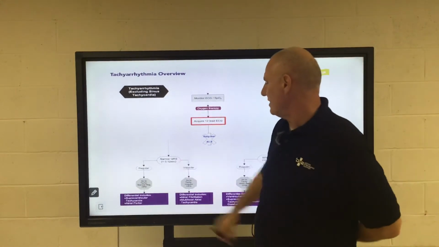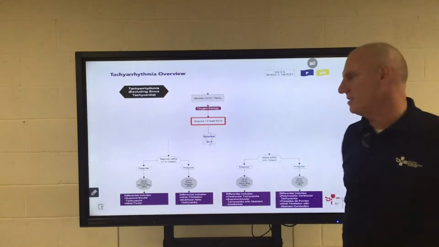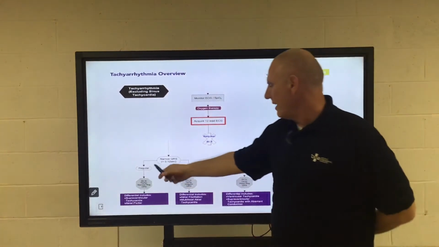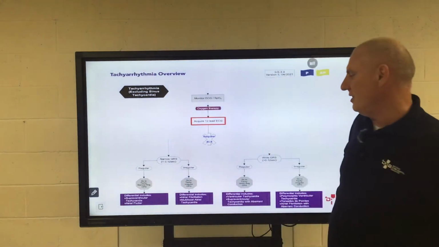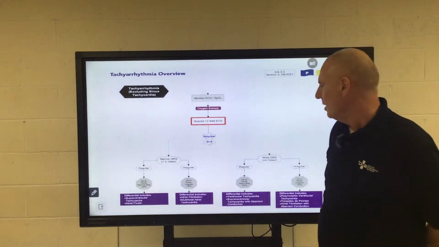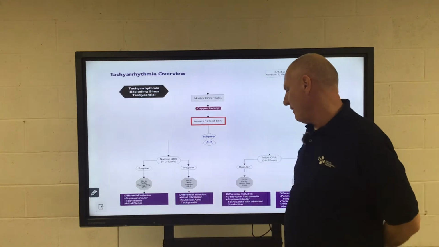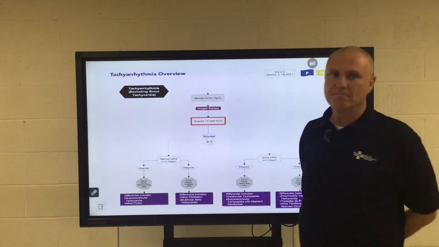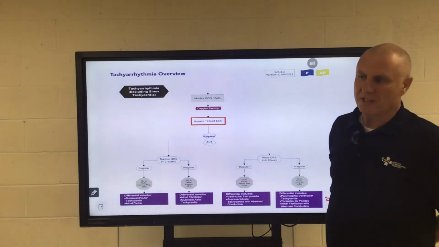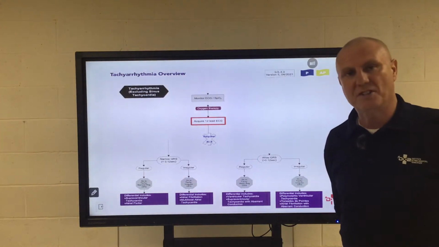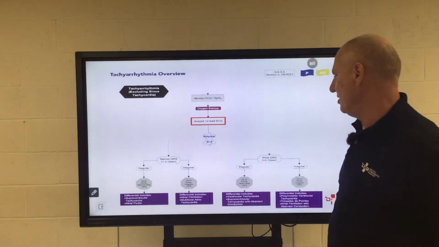So your narrow QRS is less than 3 small boxes or 0.12 of a second. It's either regular or irregular. If it's regular, the differentials include SVT or A-flutter. If it's irregular, it is most likely AFib or multifocal atrial tachycardia. So there's a couple of different differentials. We kind of need to have an understanding certainly of what they're about, particularly the SVTs.